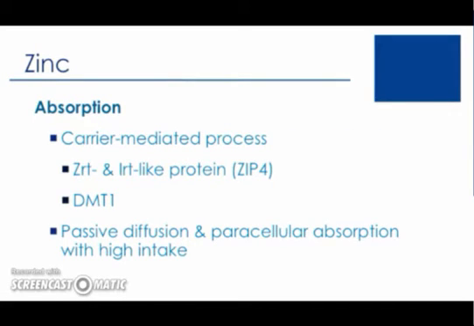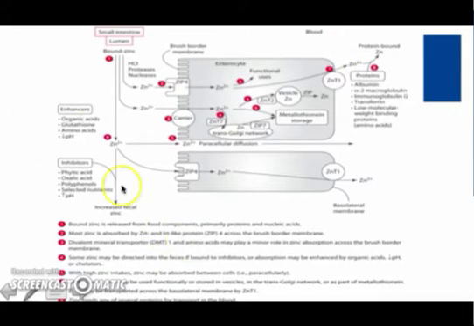So it's a carrier-mediated process, but there are several carriers involved in the absorption through the brush border membrane. Also, we see that with high intakes of zinc, it can be absorbed by passive diffusion or paracellular absorption. And we'll see here the diagram of the first digestion and then absorption of zinc. Also, we see the metabolism within the enterocyte, and then the transport through the basolateral membrane into circulation.